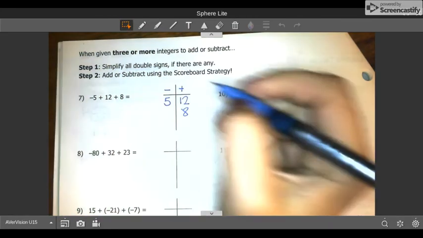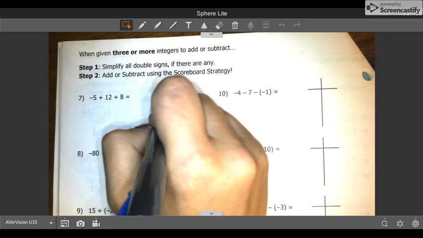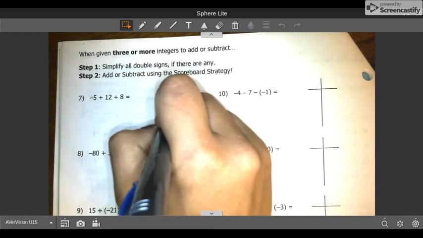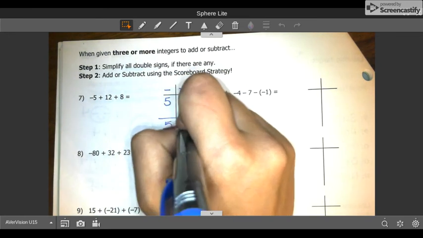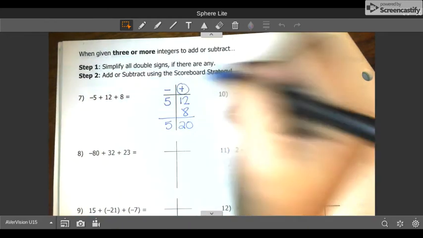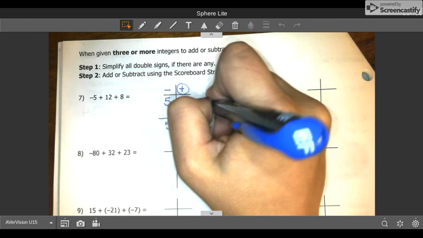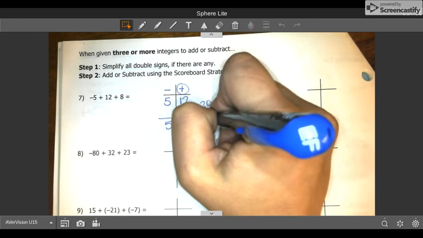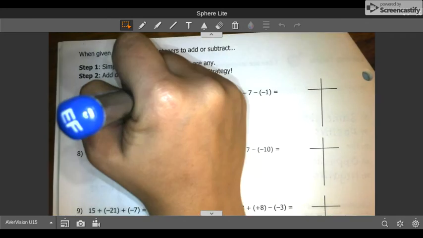Now, imagine this was a soccer game. The negative scored 5 points. The positive scored 20. Which side won? The positives. By how much? 15. The answer is positive 15.